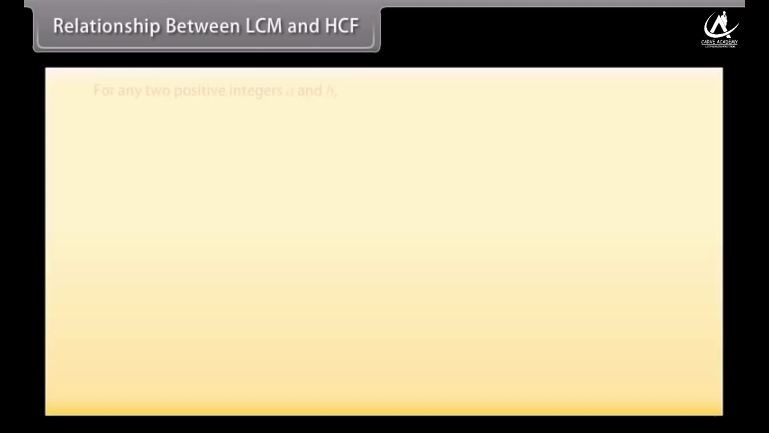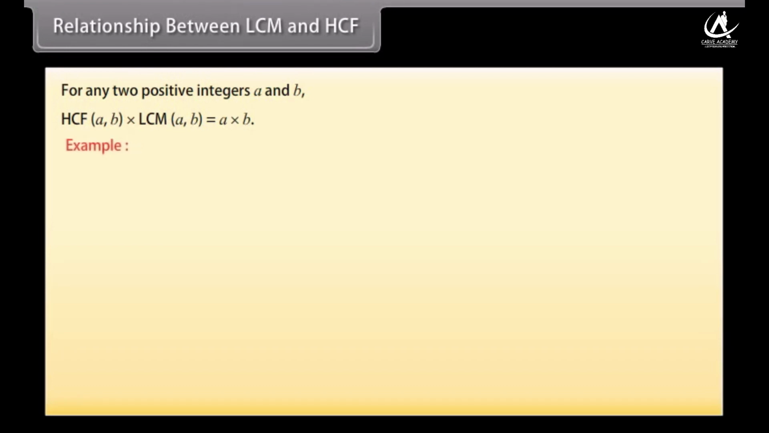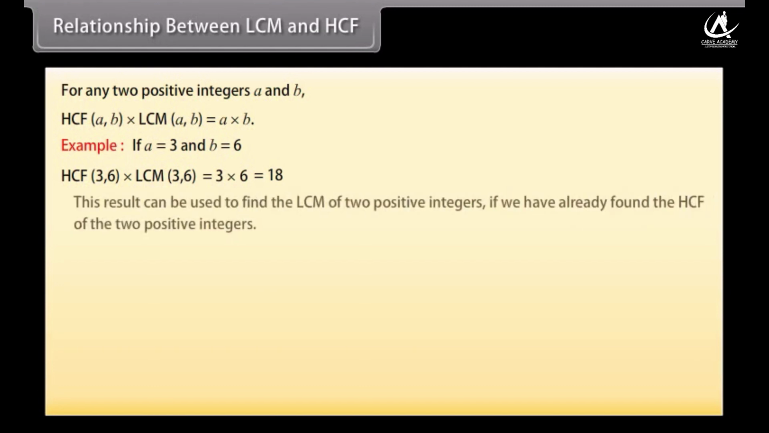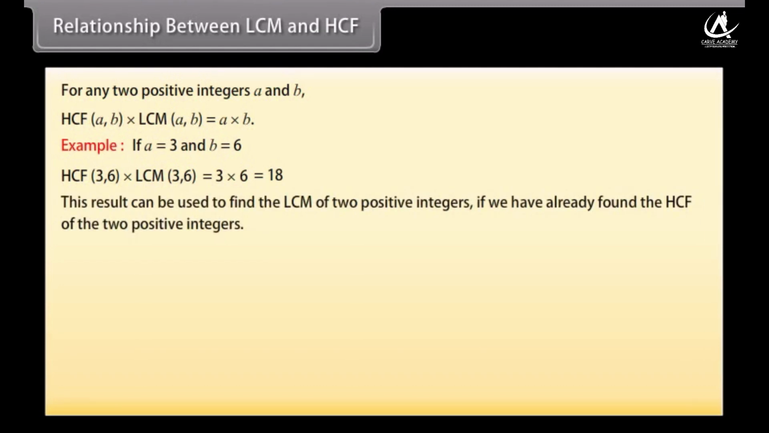Relationship between LCM and HCF. For any two positive integers a and b, HCF(a, b) × LCM(a, b) is equal to a × b. Example: if a is equal to 3 and b is equal to 6, HCF(3, 6) × LCM(3, 6) is equal to 3 × 6, which equals 18. This result can be used to find the LCM of two positive integers if we have already found the HCF of the two positive integers.